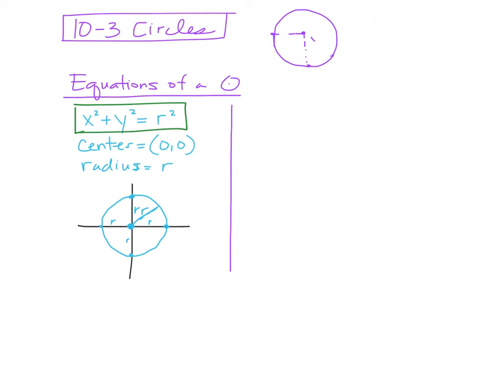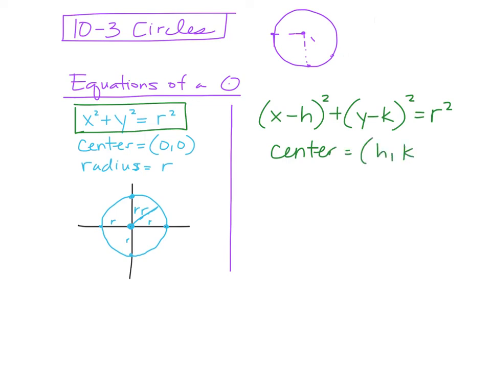The other one is this, and this is the one that I did with you. X minus h squared plus y minus k squared equals r squared. So for this one, your center now, maybe you remember, I hope you remember, your center of your circle is h, k now instead, and your radius is still r.